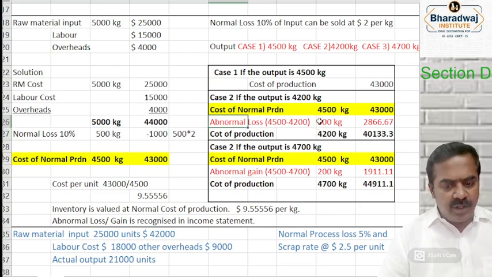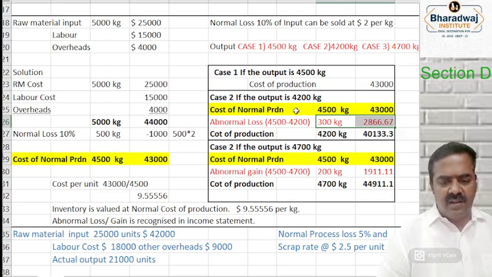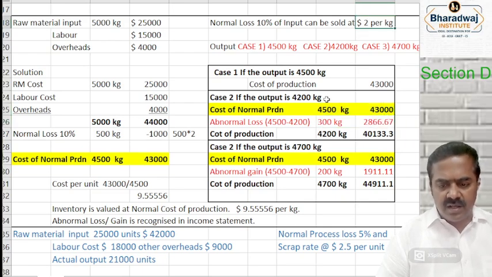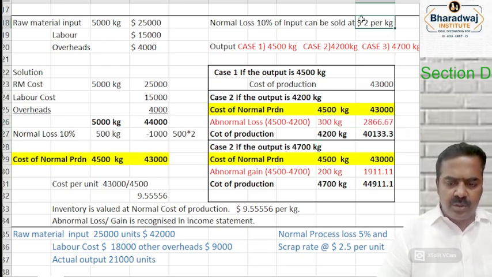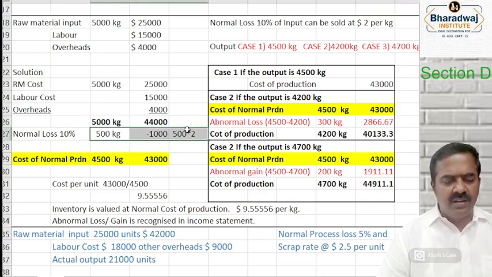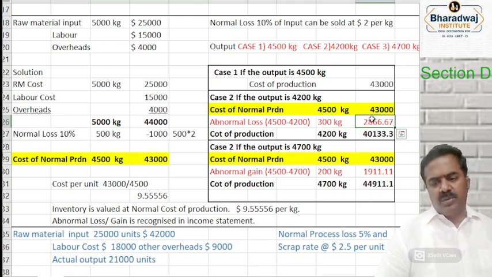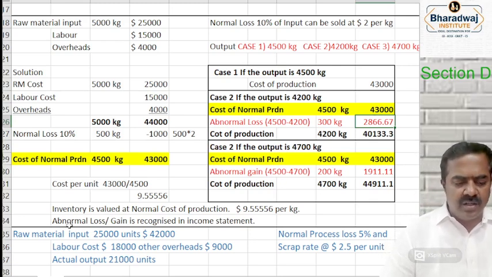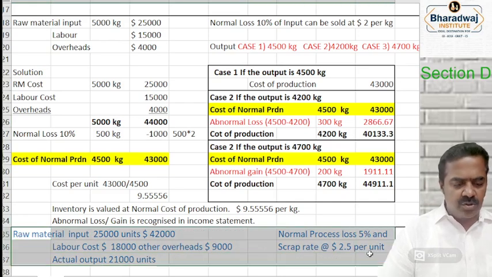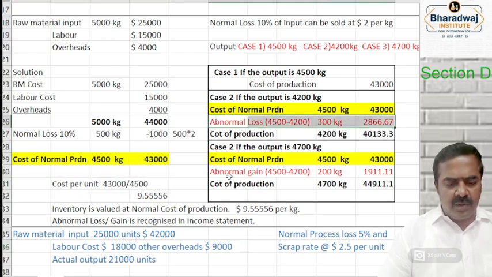While transferring to the P&L account, we will not transfer this 2,866.67. We can sell this at $2. So we'll eliminate that and transfer to your income statement: 300 into 2. Normal or abnormal is only for accounting purposes. Scrap means defective units, which can be sold at 2. 300 into 2 is 600. So 2,226.67, like that, you will transfer to your income statement. Try to value the cost of normal production and find out the value of abnormal loss or abnormal gain, if any.